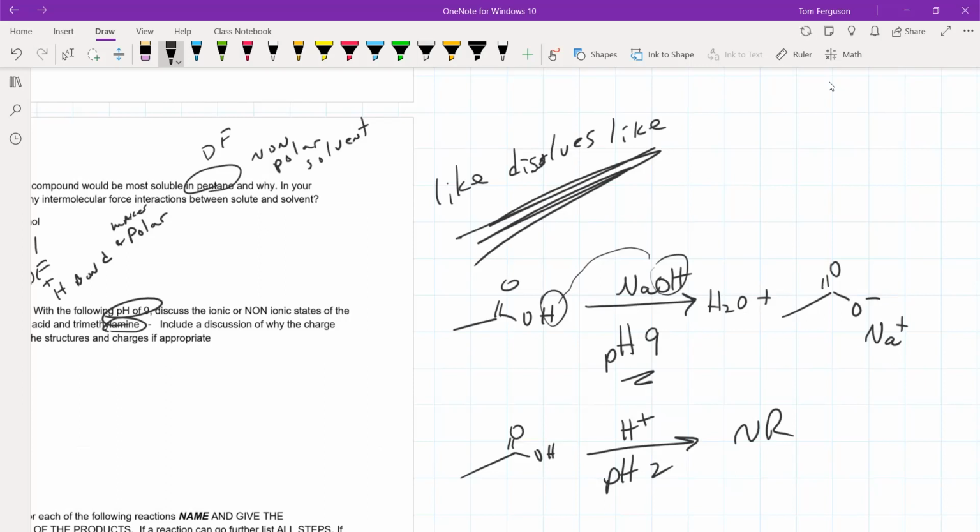And where I was going with this, the amines act as a base and they do the exact opposite of what an acid does. So in an acidic environment, the amines are protonated by the hydrogen ions and become ionic. So this is ionic because it's a salt.